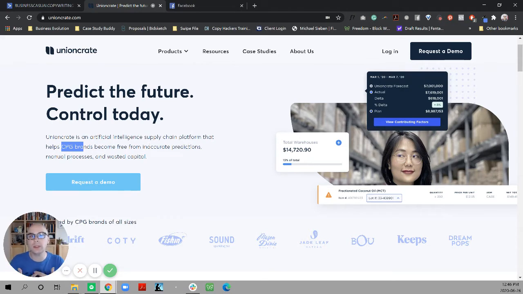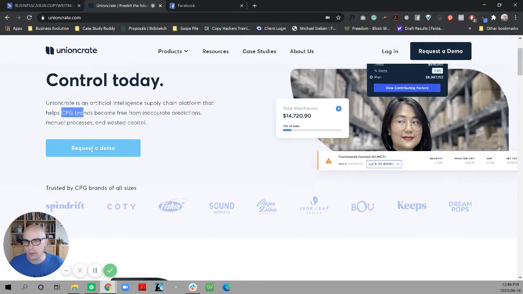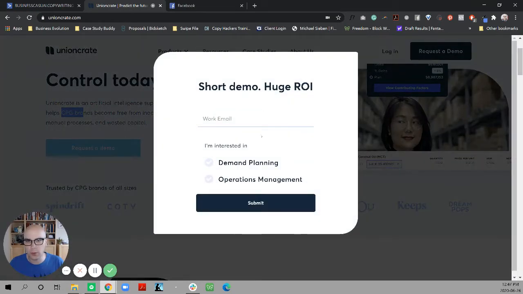We found this common denominator, these common promises that we could make that would appeal to both parties, still make them attracted to what we're selling here, and then give them the opportunity to make a decision to buy. And we've got request demo. And if you push request demo, you can see I've got the opportunity to choose demand planning and operations management, simple work email, short demo, huge ROI.